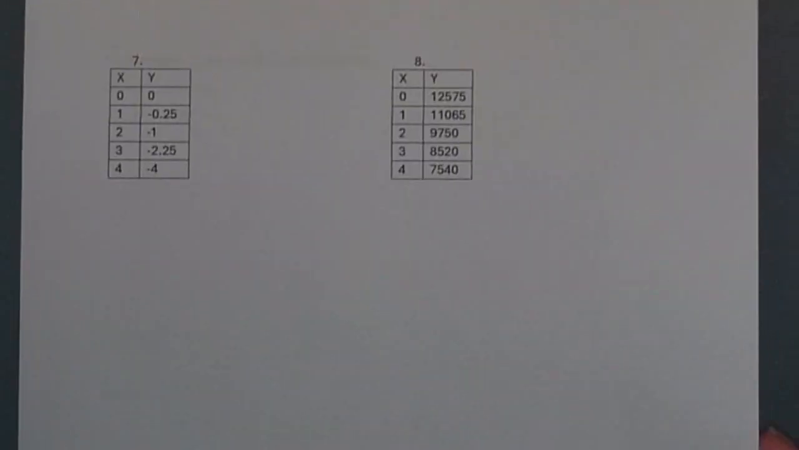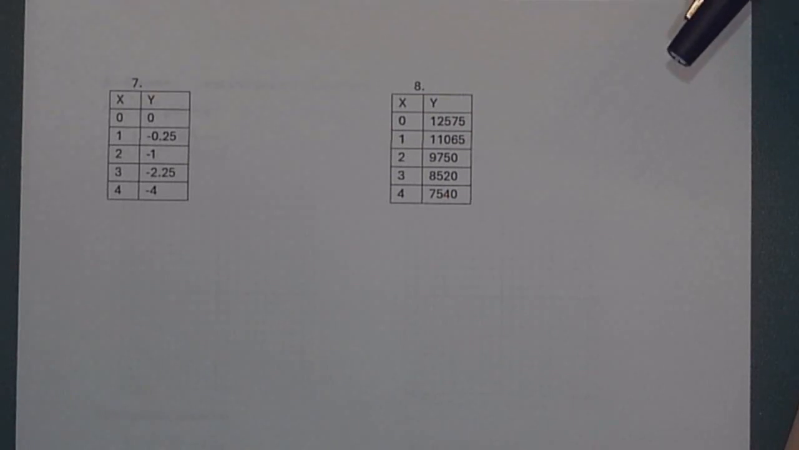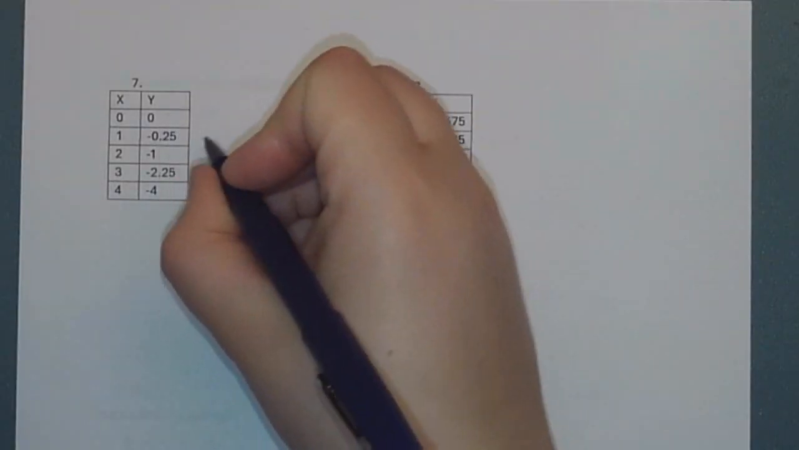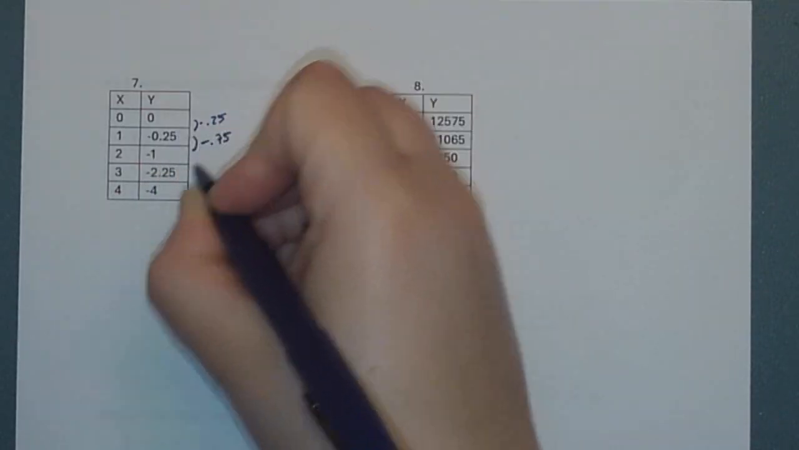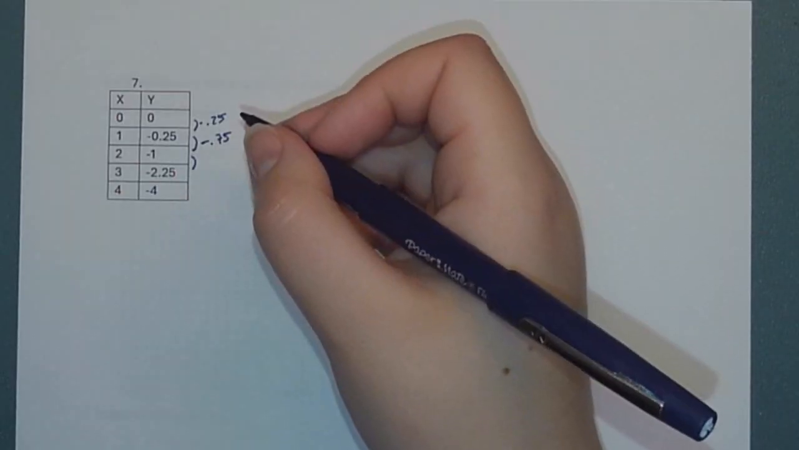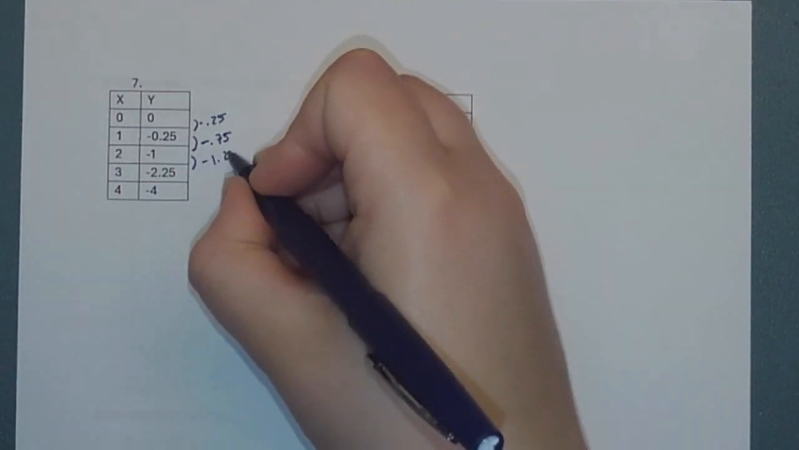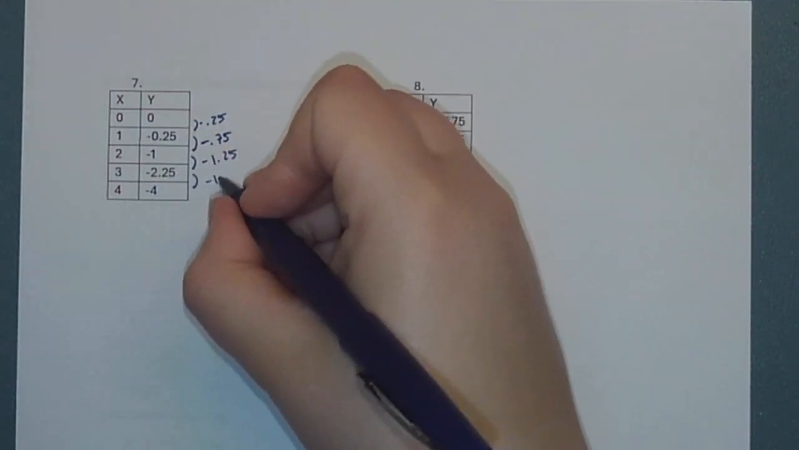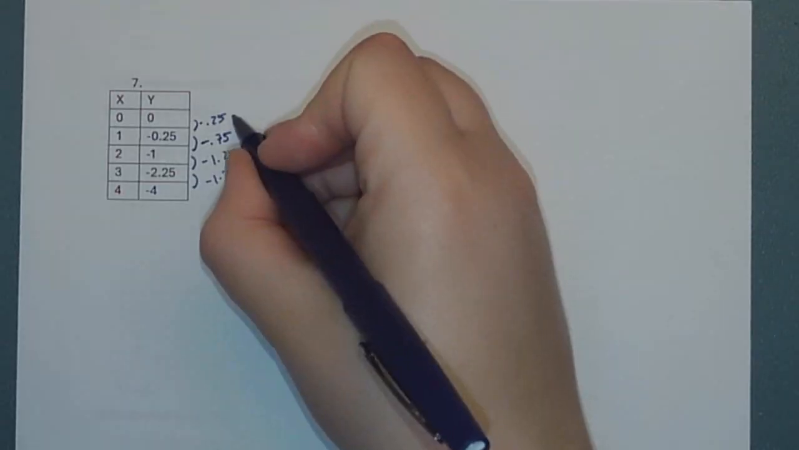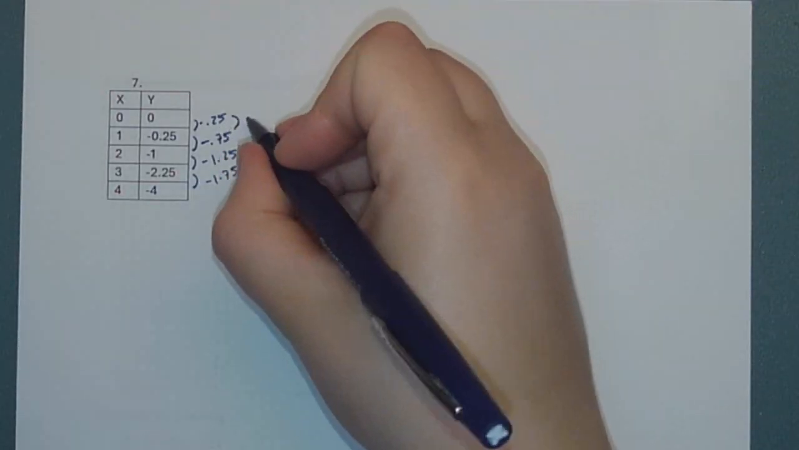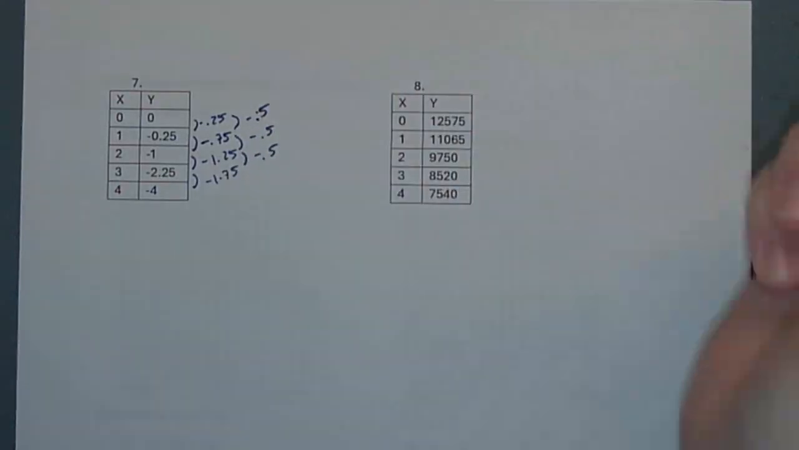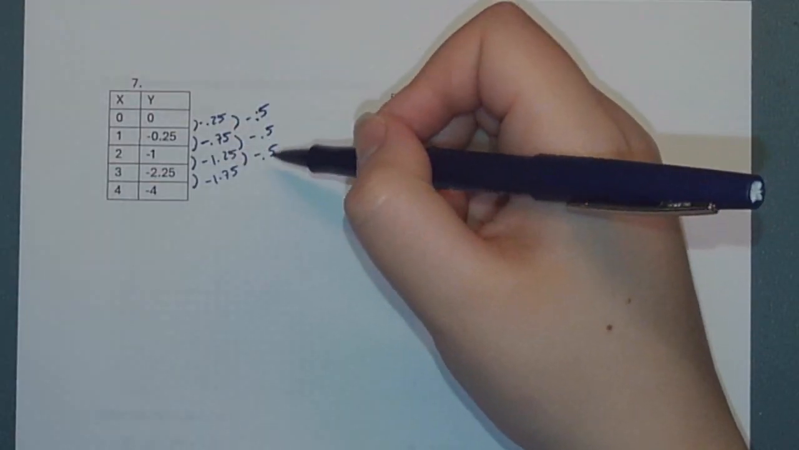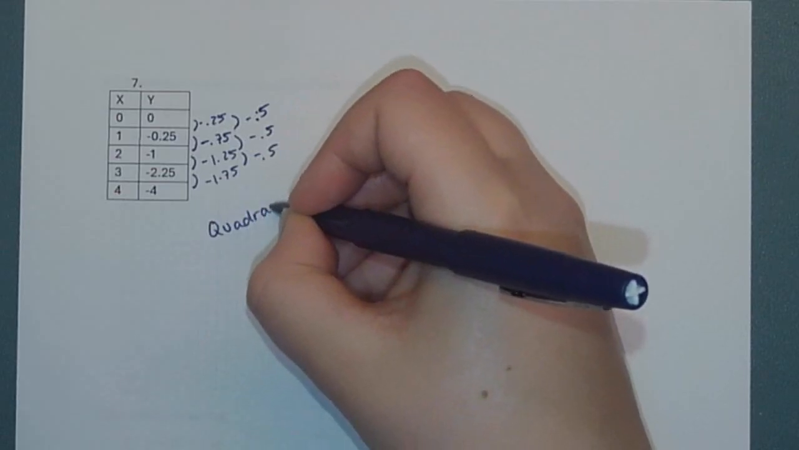And we have two more things here. So for number 7, the first time we're going through this, from 0 to negative 0.5, we're subtracting 0.25. Between the next two, we're subtracting 0.75, then we're subtracting 1.25, and between the next two, we're subtracting 1.75. They're all different. Let's see what happens if we take another difference. So between these two, we're subtracting negative 0.5. Between these two, we're subtracting 0.5, and between the last two, we're subtracting 0.5. So if we're subtracting the same thing on the second time through, it is a quadratic function.